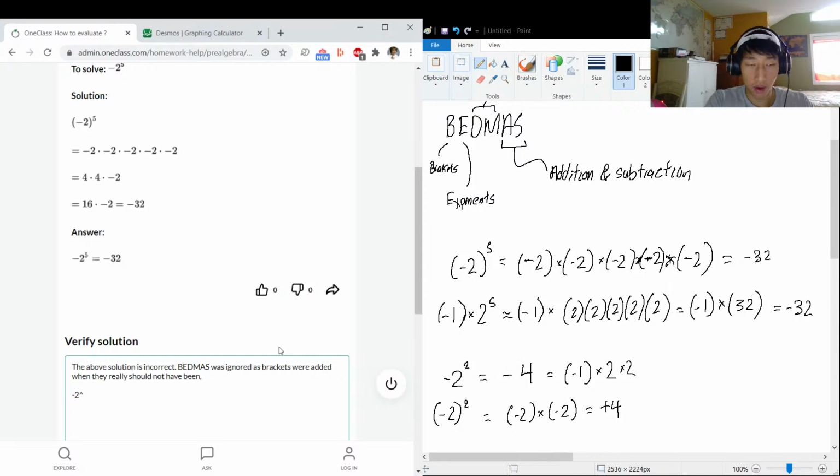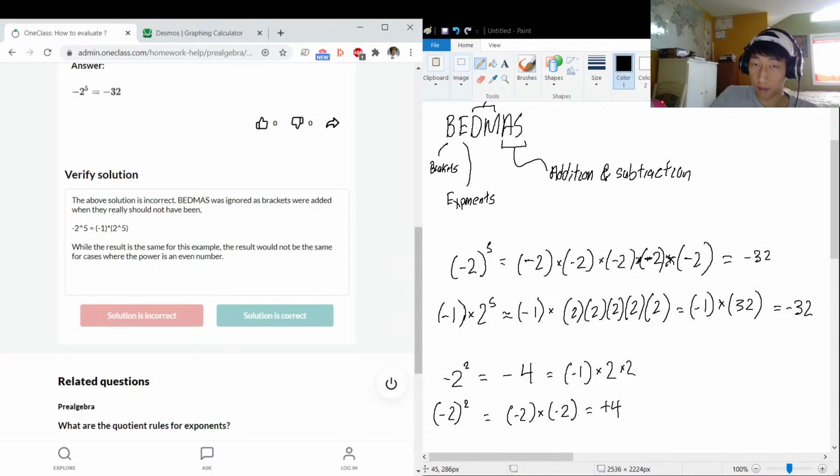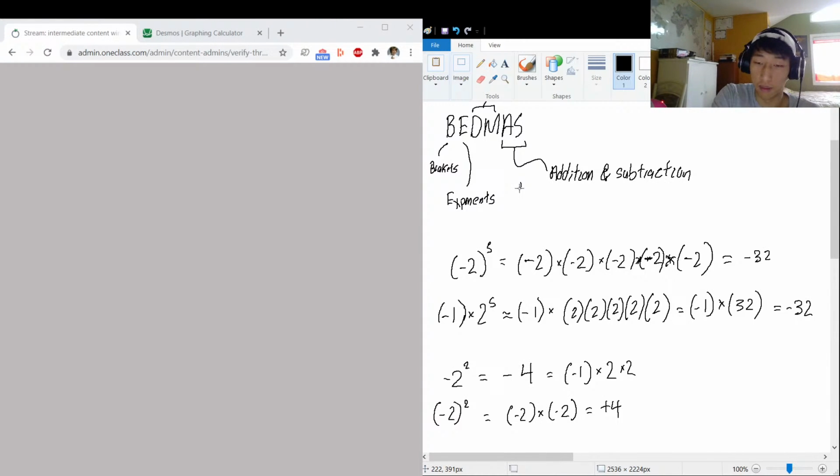-2 to the power of 5 is really equal to -1 times 2 to the power of 5. While the result is the same for this example, the result would not be the same for cases where the power is an even number. So be very careful about BEDMAS. So gotta mark this as incorrect, but that's cool because even Isaac Newton made mistakes.